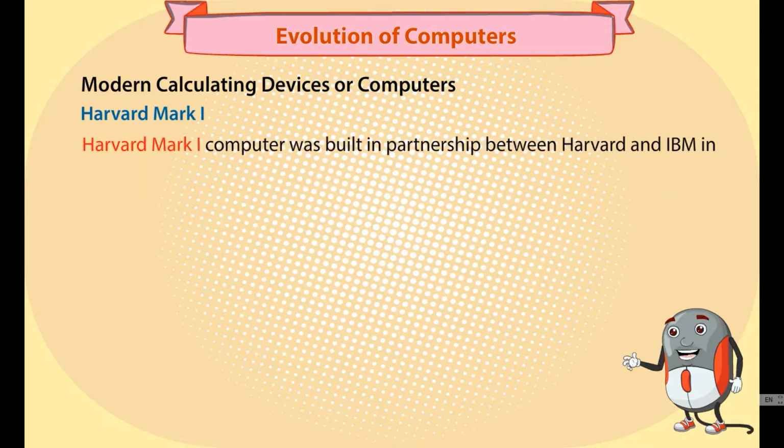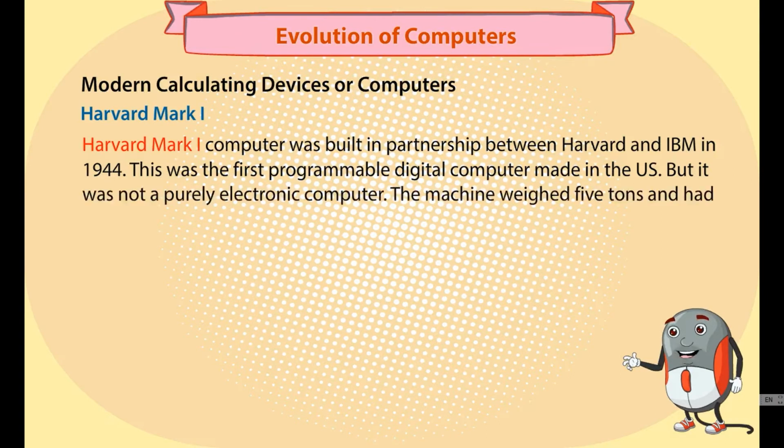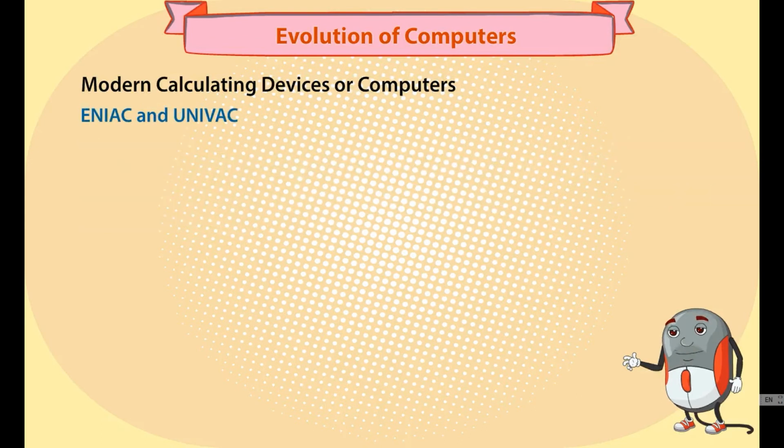Howard Mark I. Howard Mark I computer was built in partnership between Howard and IBM in 1944. This was the first programmable digital computer made in the US, but it was not a purely electronic computer. The machine weighed 5 tons and had 500 miles of wire. It was 8 feet in height and 51 feet in length.